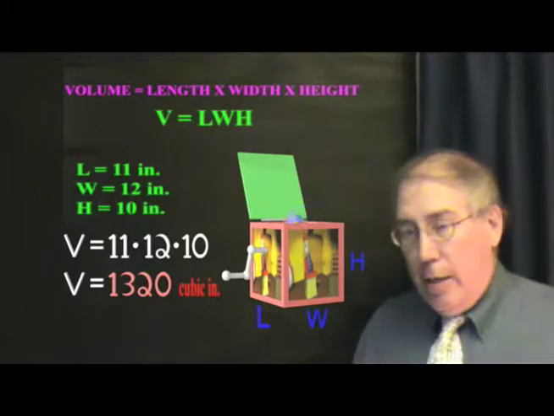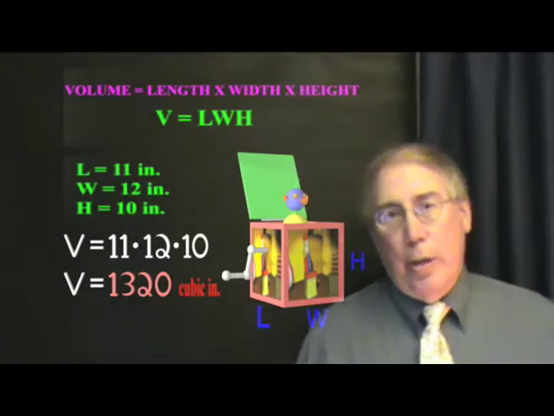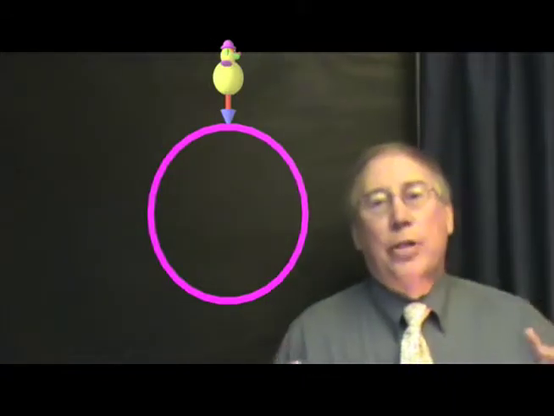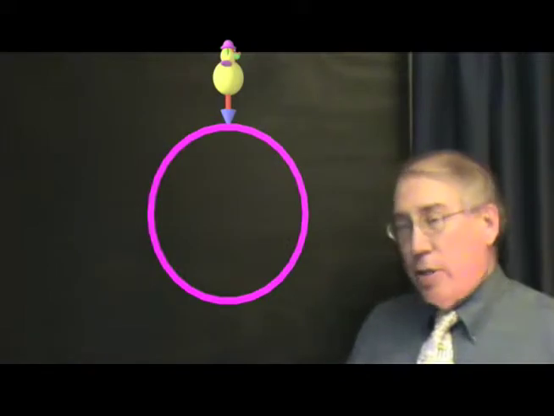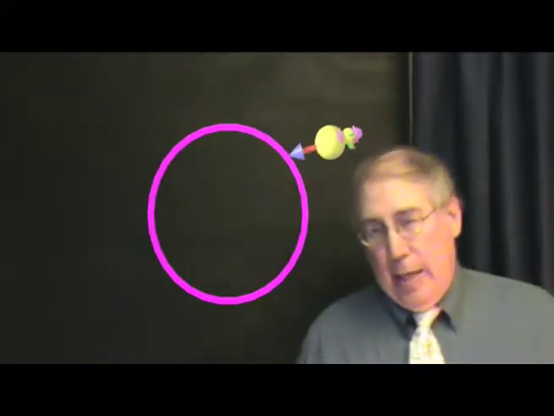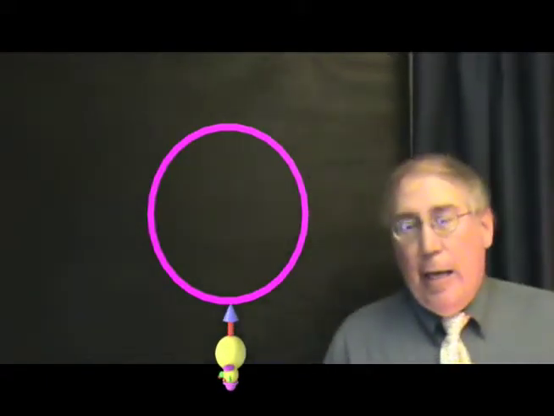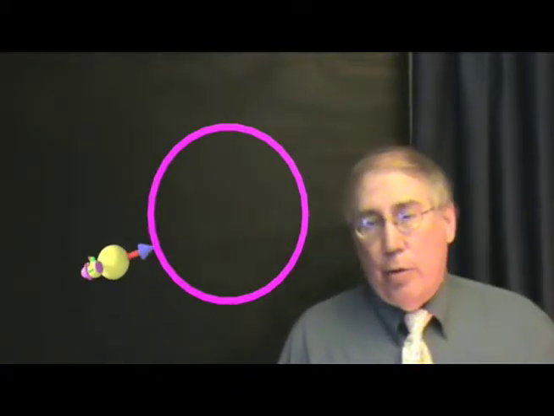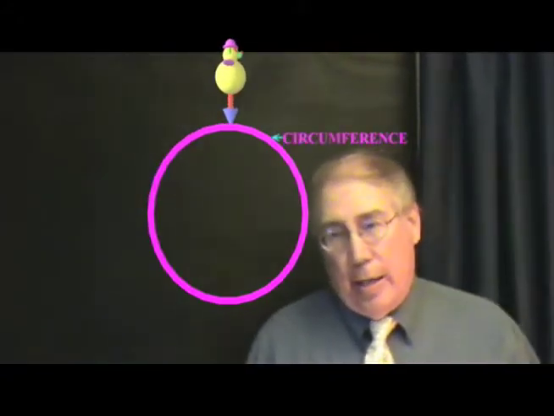Alright, now in our last problem here, we're going to deal with the circumference of the circle. Now what is the circumference of the circle? Well, Dirac is going to trace it out for us. What it happens to be is the distance around the circle. And we're going to have a formula here that tells us how we can calculate that.